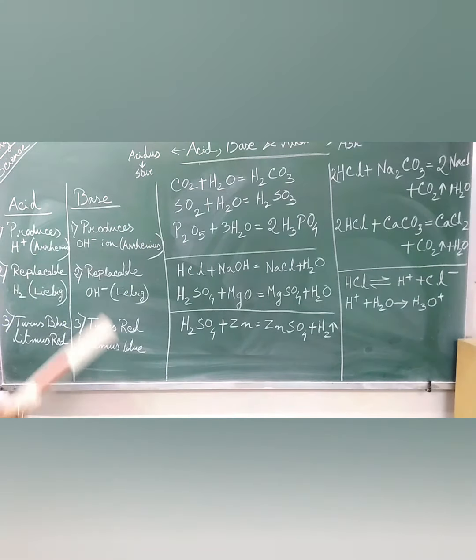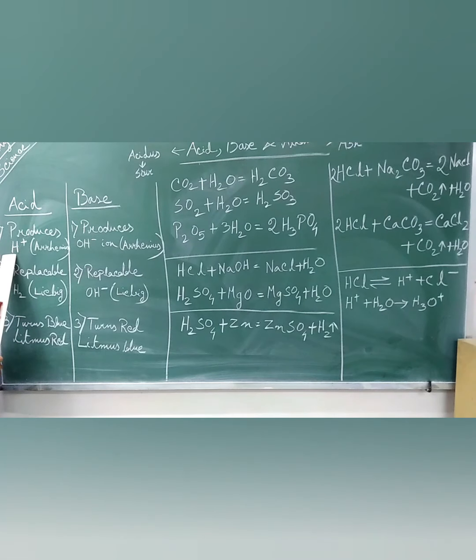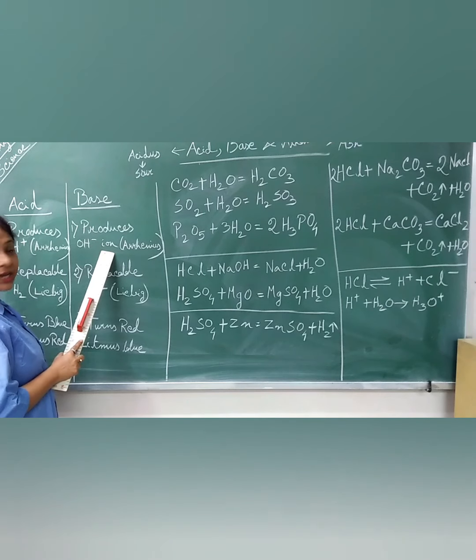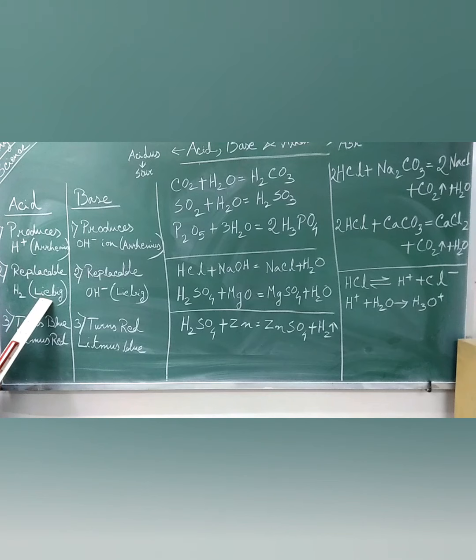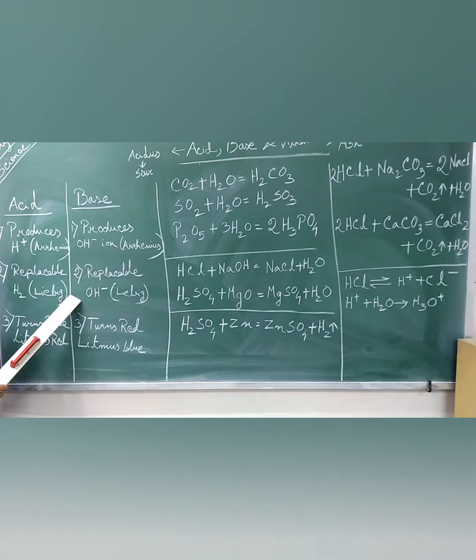Now the next one, acid and base definition. According to Arrhenius, the compound which produces H plus ion in aqueous solution is called acid, and the compound which produces hydroxyl ion in aqueous solution is called base. According to Liebig, the compound which has replaceable hydrogen is called acid, and the compound which has replaceable OH minus, that means hydroxyl radical, is called base. Acid turns blue litmus red and base turns red litmus blue.